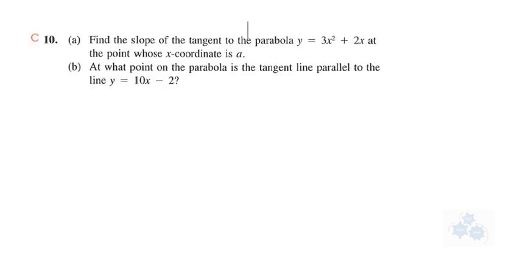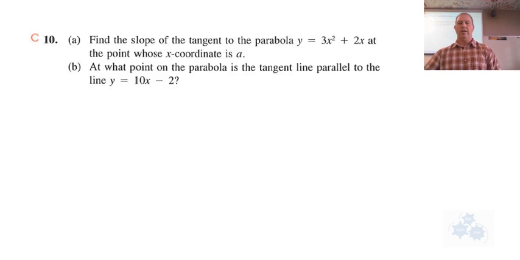So this is Calc 30. This is section 1.4, question number 10. And we're talking about formulas for the instantaneous rate of change. So when it says find the slope of the tangent, that's the instantaneous rate of change at that point for this parabola, at the point whose x-coordinate is a.